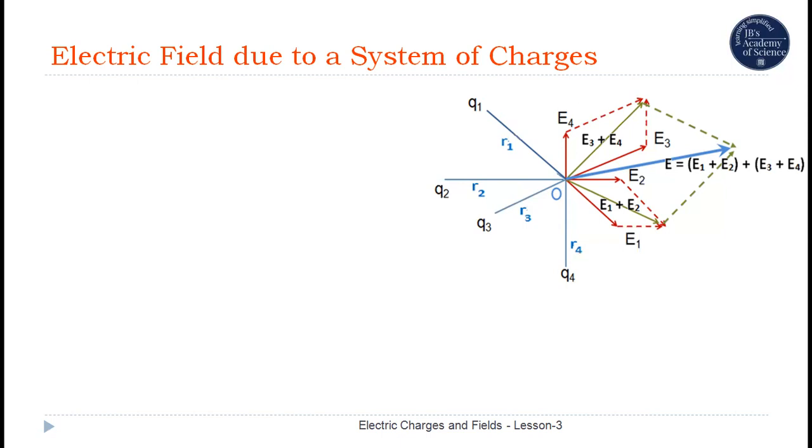Then each charge will produce its own electric field at point O. Let us take E1, E2, E3, E4 respectively, the electric fields produced by Q1, Q2, Q3, Q4. Directions of E1, E2, E3, E4 are shown here. We can find E1 plus E2 using the parallelogram law of vector addition, and in the same way E3 plus E4. Then again find the resultant using the parallelogram law of vector addition. E is equal to E1 plus E2 plus E3 plus E4.